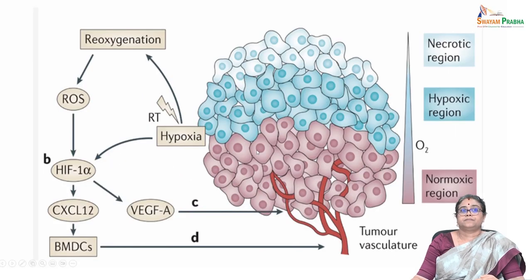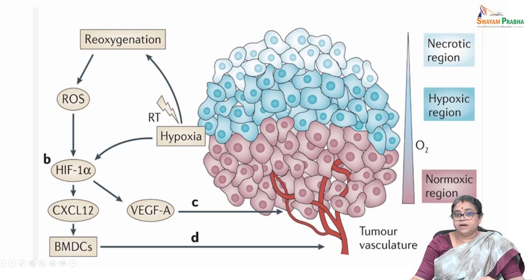So, the whole thing happens in a cyclic way, and there is a lot of simultaneous crosstalk continuously between the tumor cells and the activated stromal surroundings, which decides the aggression of a particular cancer. This particular cartoon shows what is the necrotic, hypoxic, and normoxic region within a tumor. As we saw, when new blood vessels are formed and the blood supply to that area is high, that means it is an oxygen-rich area. That area is called the normoxic region within a tumor.